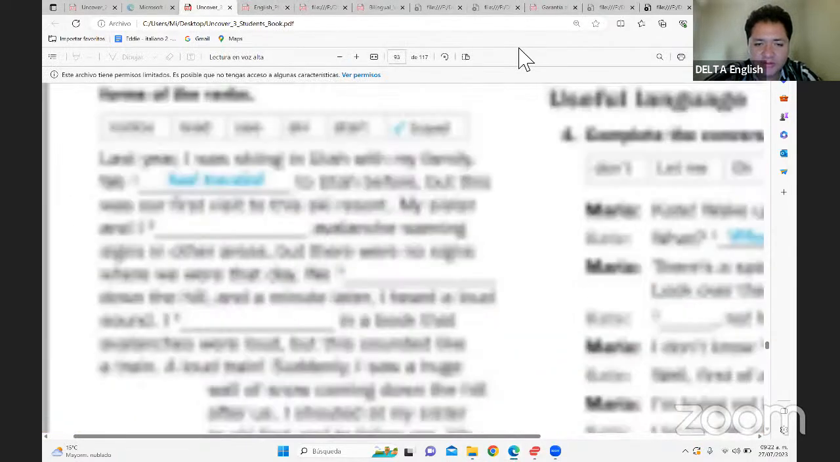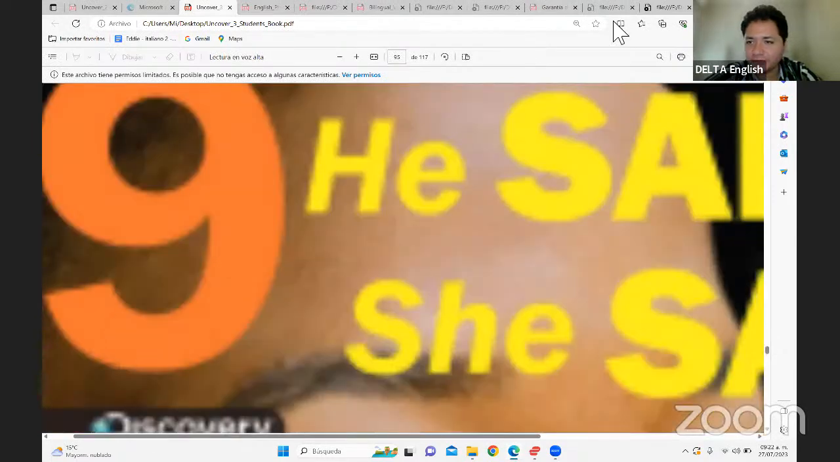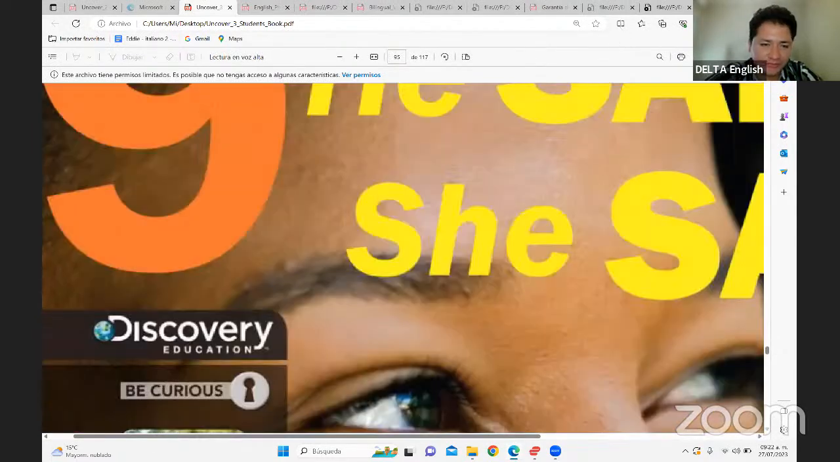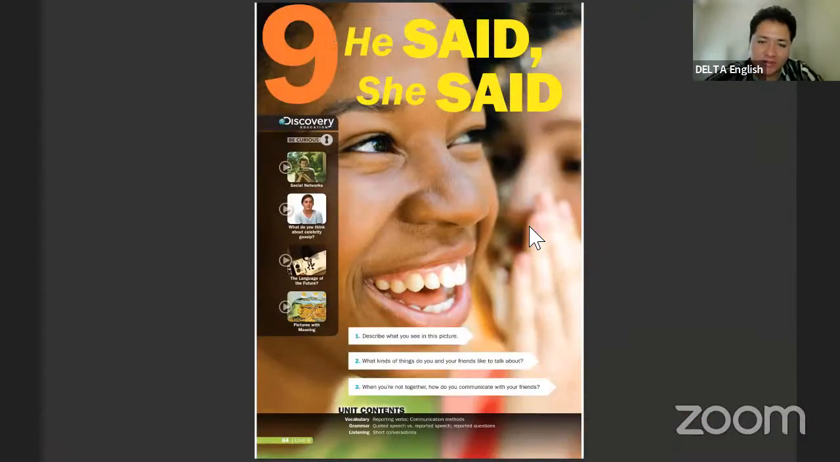So look at this unit. Starter. It is Unit 9. It says, He said, she said. So you see, right, what do you see in the picture? These two girls. What do you think these two girls are doing? What do you think they're doing?